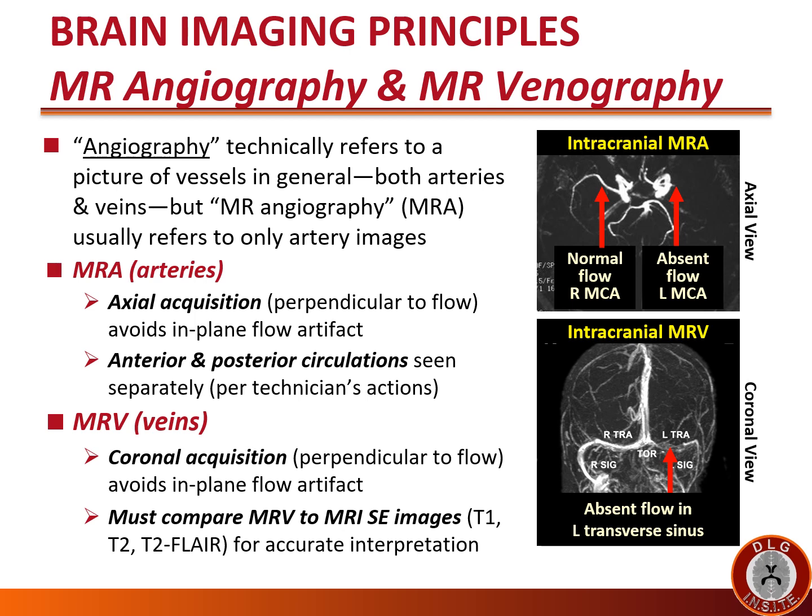In the images to the right, we see an axial view of an intracranial MRA showing an absent flow in the left MCA. And we see an intracranial MRV coronal view showing absent flow in the left transverse sinus.